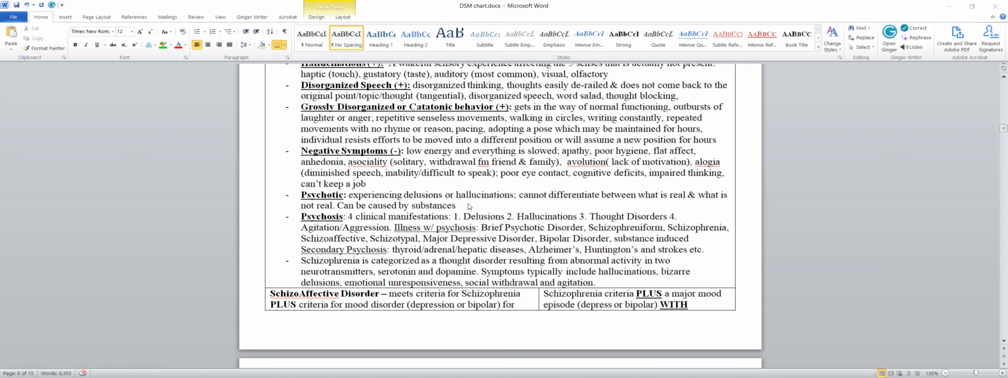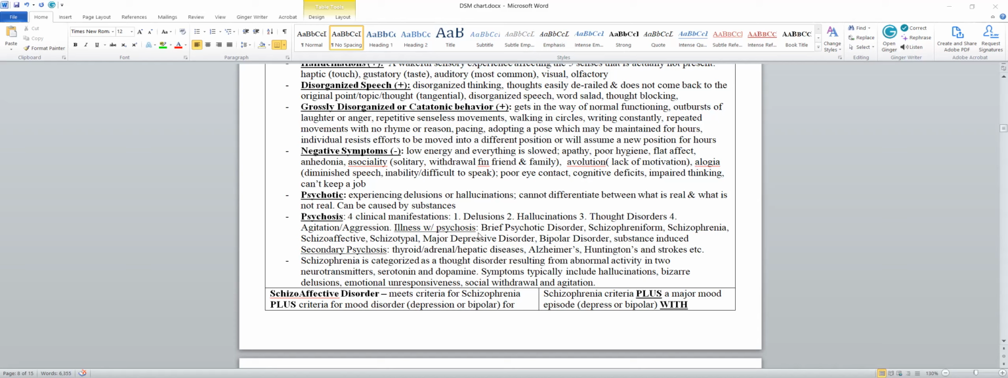Psychotic is experiencing delusions or hallucinations, cannot differentiate between what is real and what is not real, and can be caused by substances. Psychosis has 4 clinical manifestations: 1, delusions, 2, hallucinations, 3, thought disorders, 4, agitation, aggression.